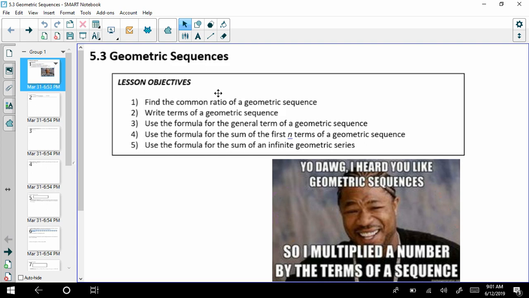So all of our objectives today involve becoming familiar with geometric sequences. And the very last objective is one that sometimes people have a hard time wrapping their head around, this idea of an infinite series. But hopefully by the end of those examples, it'll make sense of what we're trying to look at with those.